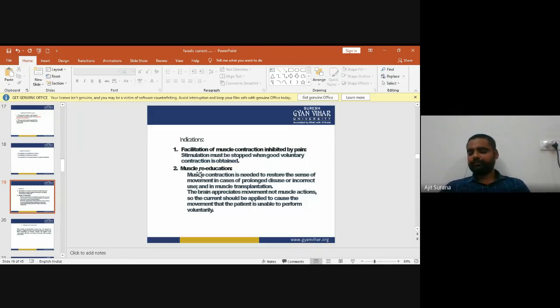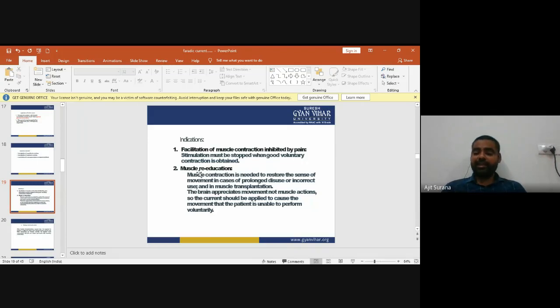Now, they are mainly used in facilitation of muscle contraction in osteoarthritis conditions and rheumatoid arthritis conditions. Osteoarthritis is a degenerative joint disorder, and rheumatoid arthritis is an inflammatory disorder of the joint.